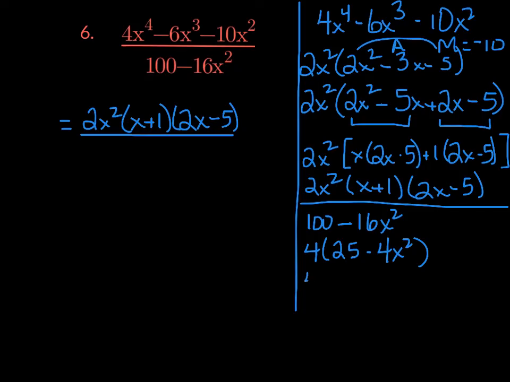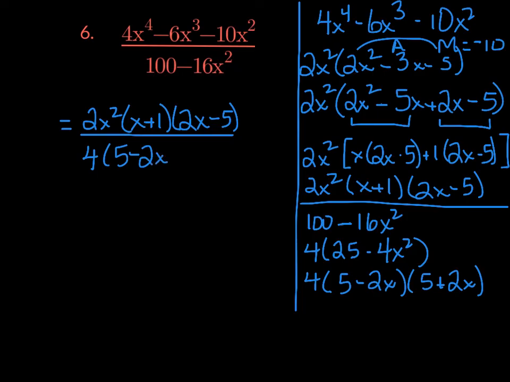So now I'm going to bring that 4 down, and now I'm going to do my difference of squares, which is going to be 5 minus 2x and 5 plus 2x. Okay? All right, so let's rewrite that then. So I have 4 times 5 minus 2x and 5 plus 2x. There we go. So everything's factored, right? Okay. So now let's see if we have any common terms that we can cancel. Well, I see that I have a 2 and a 4 here, so that'll become a 1, and that'll become a 2.